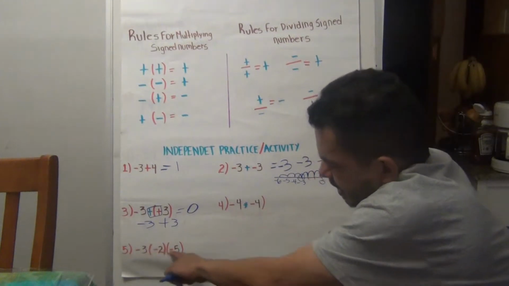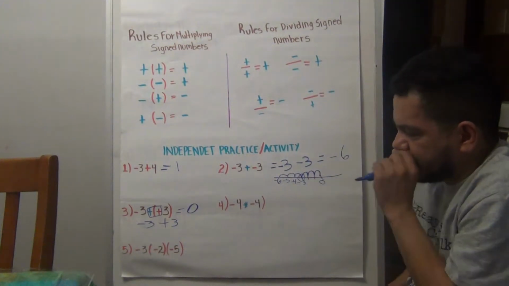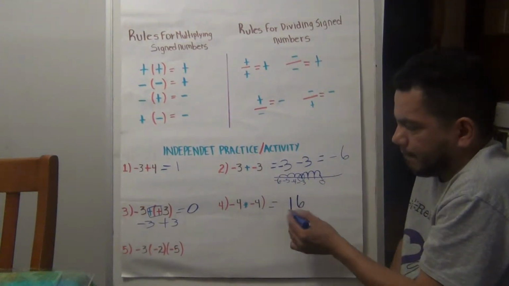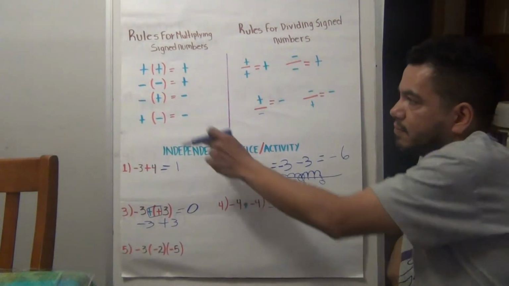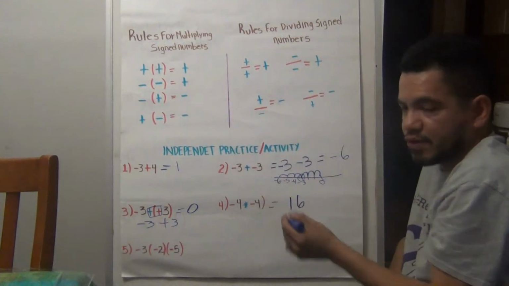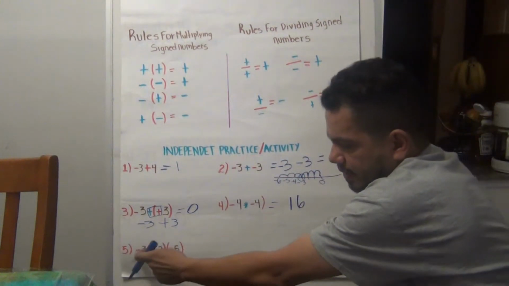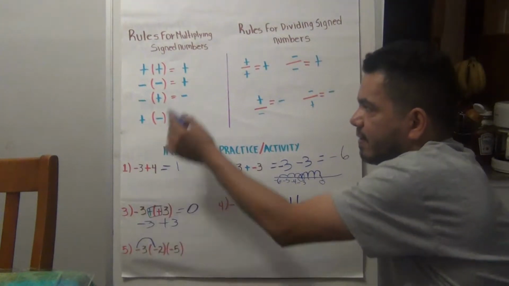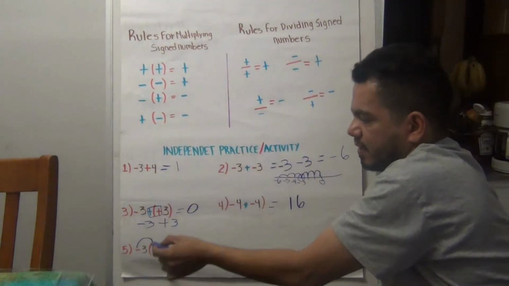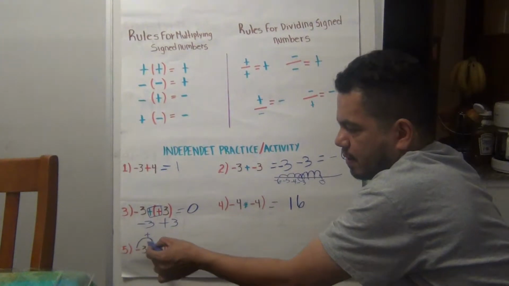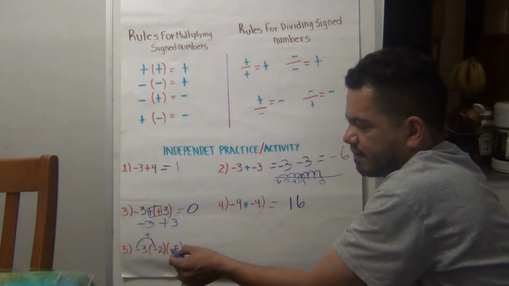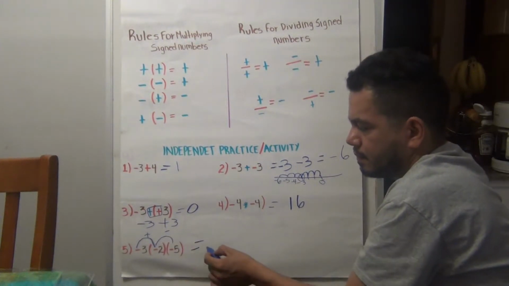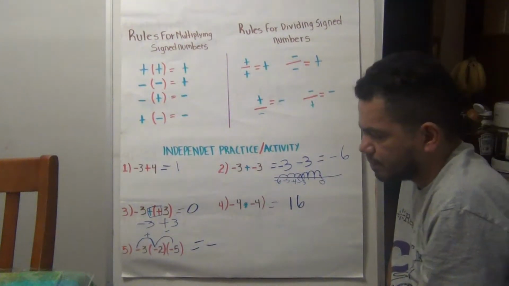So, here. Now we're going to start with multiplication. 4 times 4 is 16. Negative times negative? Positive. So, positive 16. Negative, negative, negative. Let's see. Negative times negative? Positive. Okay. So, I have a positive here. Positive times negative? Negative. Okay, cool.